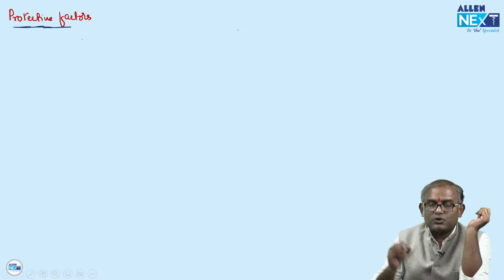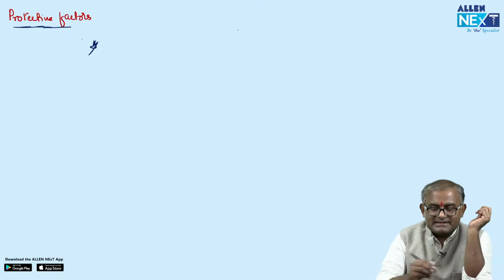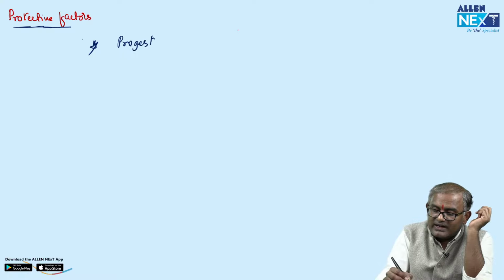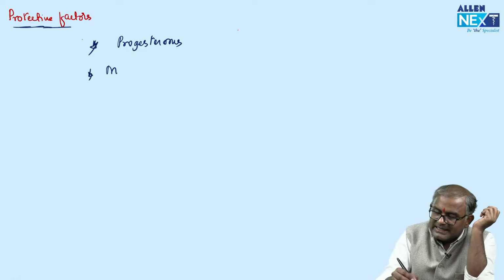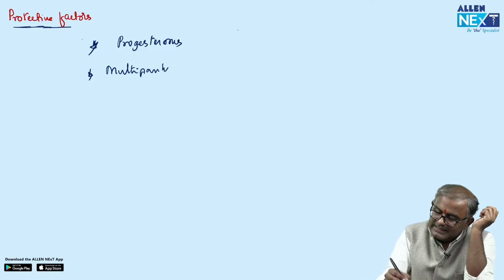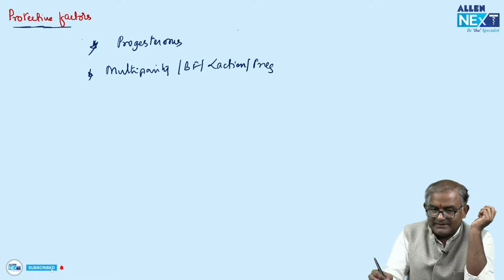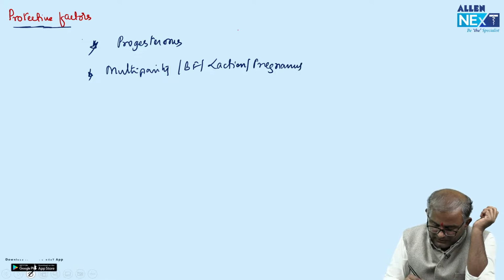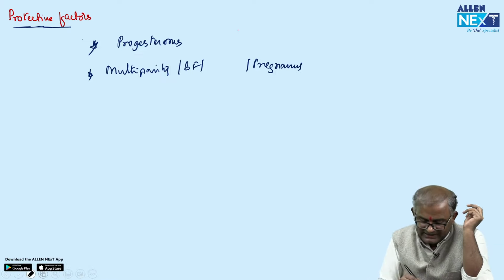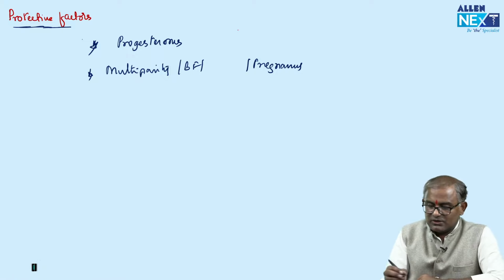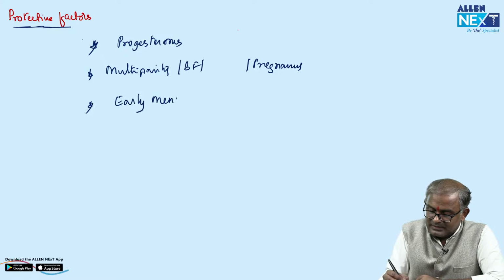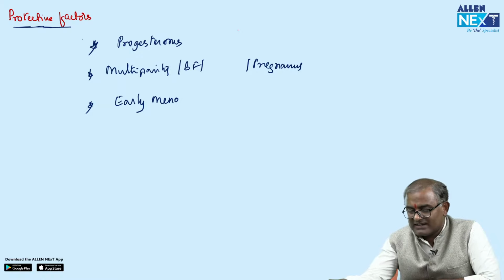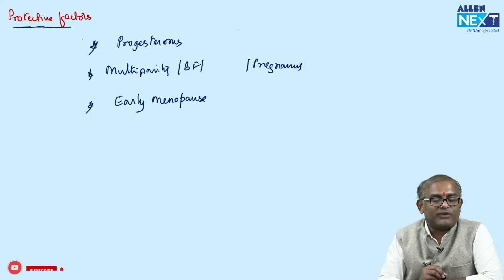With these risk factors, you should also know protective factors. Progesterones, definitely protective factors. Nulliparous is a risk factor. Multiparity is a protective factor. Multiparity, breastfeeding, lactation or pregnancy. Take them, doctor. So multiparity, breastfeeding, pregnancy, these are all the protective factors. Then early menopause: late menopause is a risk factor, early menopause is a protective factor.